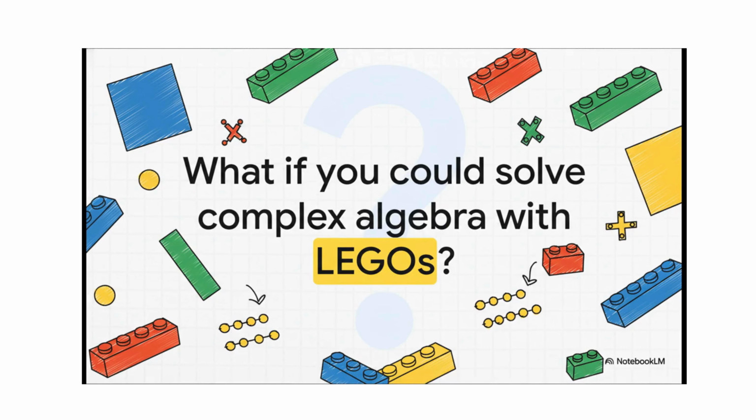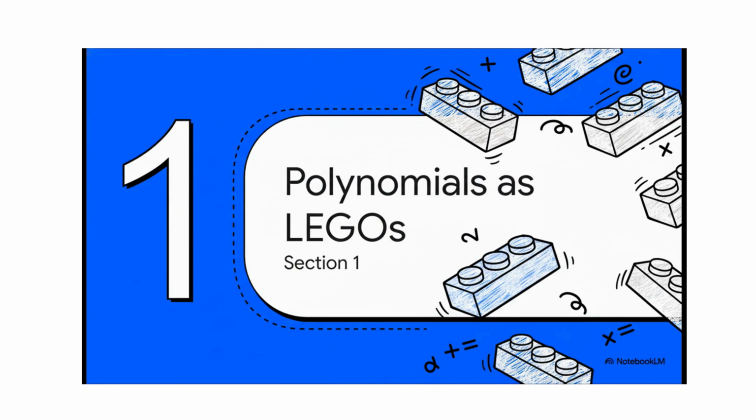But before we get tangled up in all the formal stuff, let me ask you this. What if you could figure out complex algebra just by picturing it as Legos? Seriously. Stick with me here, because this one simple idea is going to make everything else just click. And that brings us right to our first section. We're starting there, with the most intuitive, visual way to really get what a polynomial is.